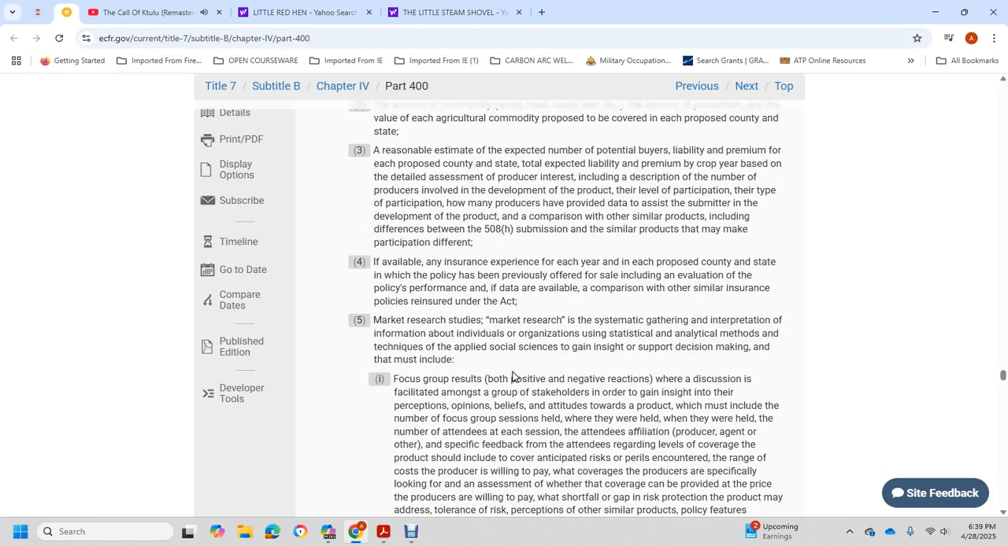And if available, any of the insurance experience within each of the proposed counties within the state in which the policy was previously offered, the sales, the evaluation of policy performance, and data available for comparison to other similar insurance policies reinsured.